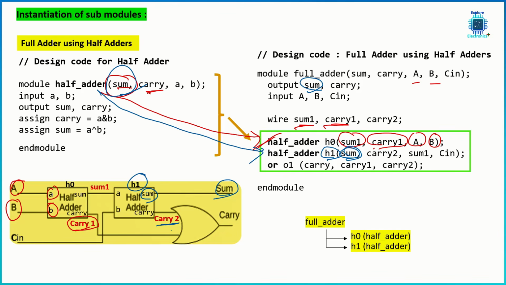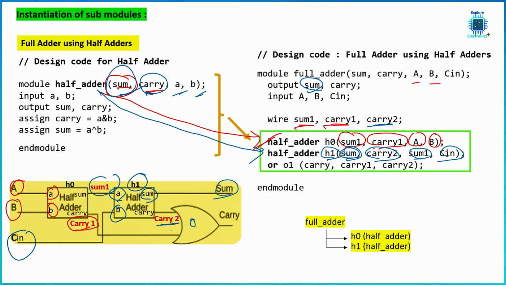Then a second carry is generated from the half adder. In place of carry we need to have carry 2, that is carry 2 here. Then we need to assign the inputs in place of A and B. In place of A and B, sum 1 is the input and Cin is the input here. That's why sum 1 and Cin.